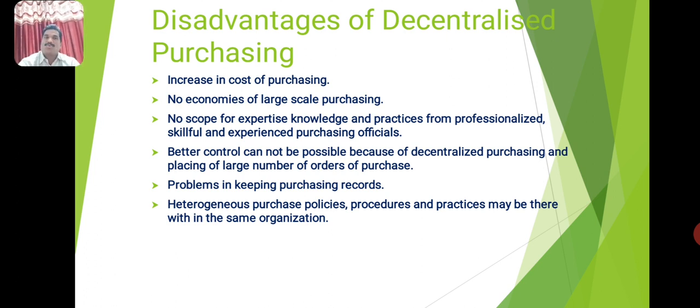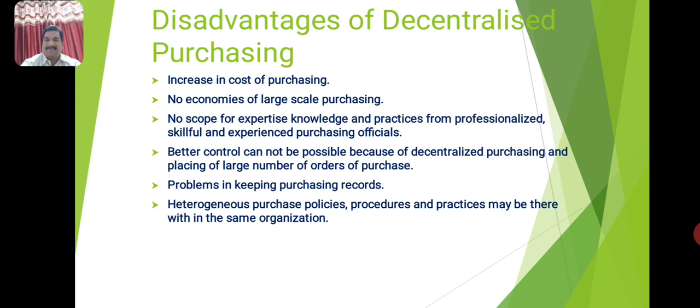Then heterogeneous purchasing policies, procedures or practices may be adopted within the same organization. That may be possible. There is no uniform policy, uniform procedure or uniform practice regarding purchasing, because purchasing will be done by different departments at their own autonomy or independence. In such a case, heterogeneity may be there in purchasing policies, procedures and practices. That is another important disadvantage.